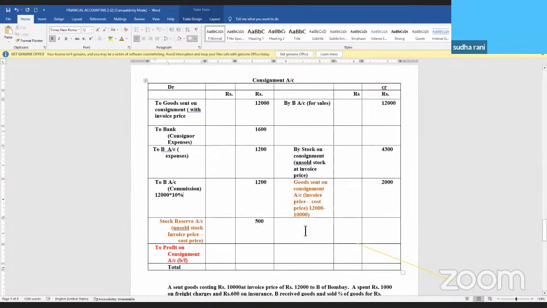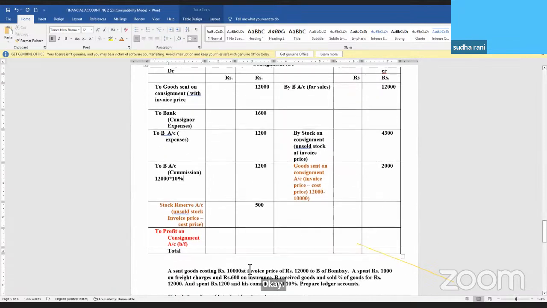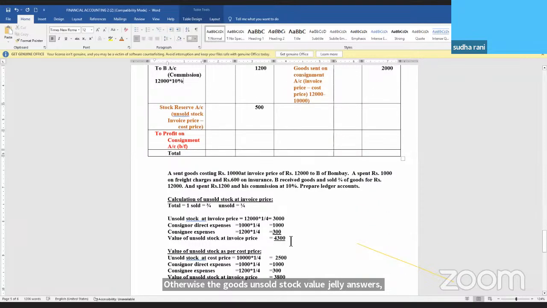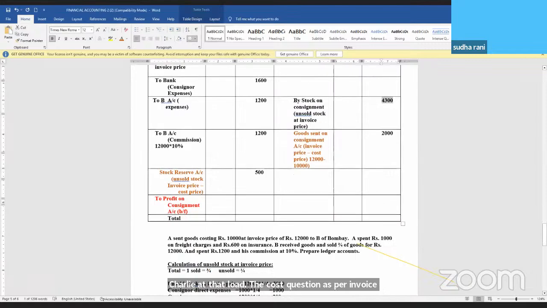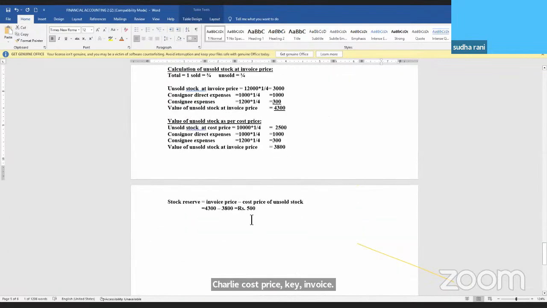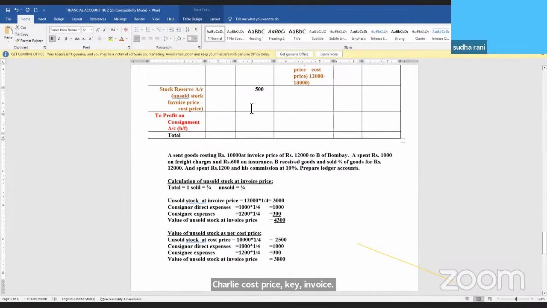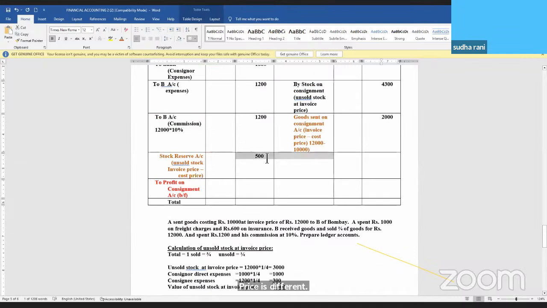ఓకే, ఆ తర్వాత గూడ్స్ అన్సోల్డ్ స్టాక్ వాల్యూ చేయాలి. అన్సోల్డ్ స్టాక్ ని ఫస్ట్ యాజ్ పర్ ఇన్వాయిస్ ప్రైస్ చేయాలి, ఆ తర్వాత కాస్ట్ ప్రైస్ చేయాలి. యాజ్ పర్ ఇన్వాయిస్ ప్రైస్ ని క్రెడిట్ సైడ్ స్టాక్ ఆన్ కన్సైన్మెంట్ అని చూపించాలి. కాస్ట్ ప్రైస్ కి ఇన్వాయిస్ ప్రైస్ కి డిఫరెన్స్ ఏదైతే వస్తుందో దాన్ని స్టాక్ రిజర్వ్ కింద డెబిట్ సైడ్ చూపించాలి. ఈ రెండు మీకు ఇన్వాయిస్ ప్రైస్ ఉంటే కొత్తగా ఉంటాయి అంతే.